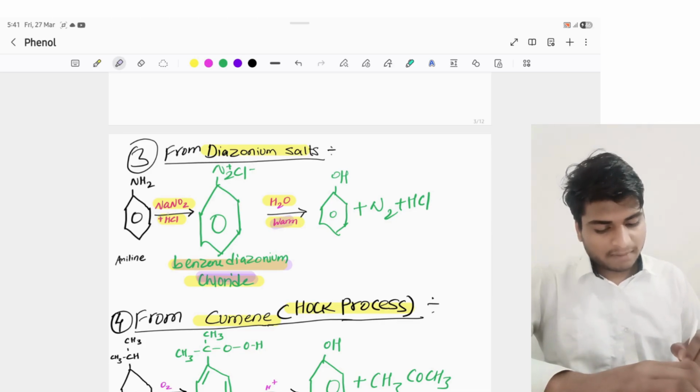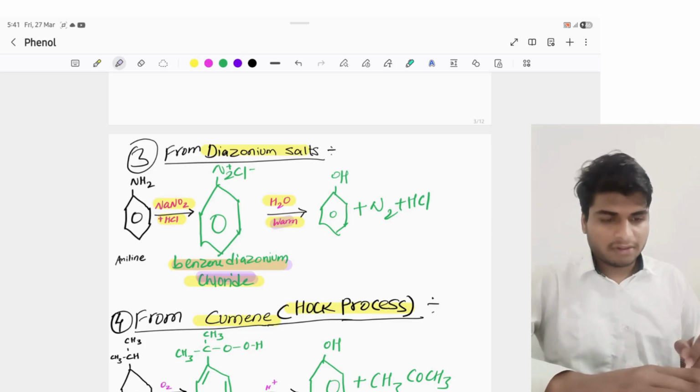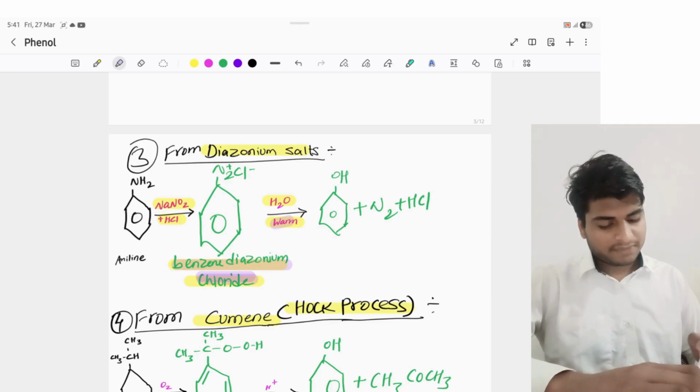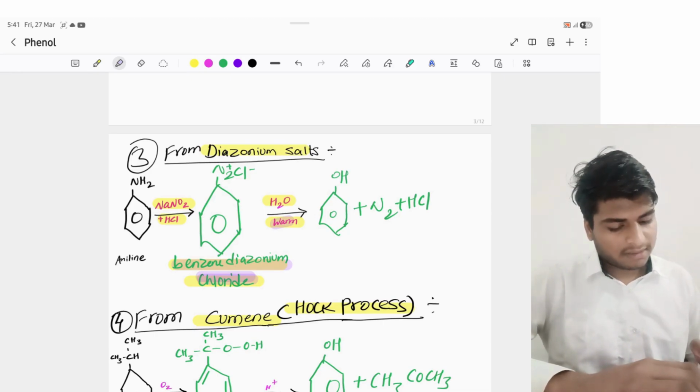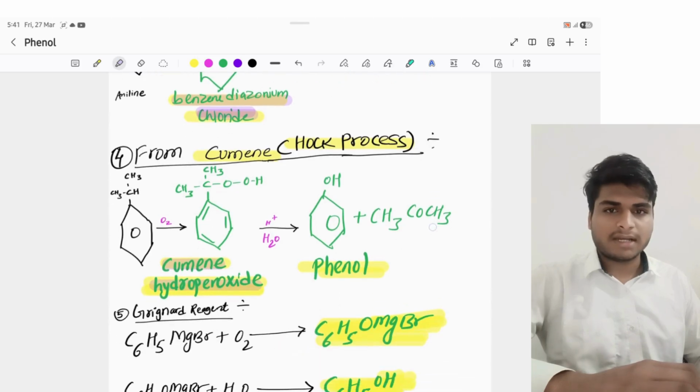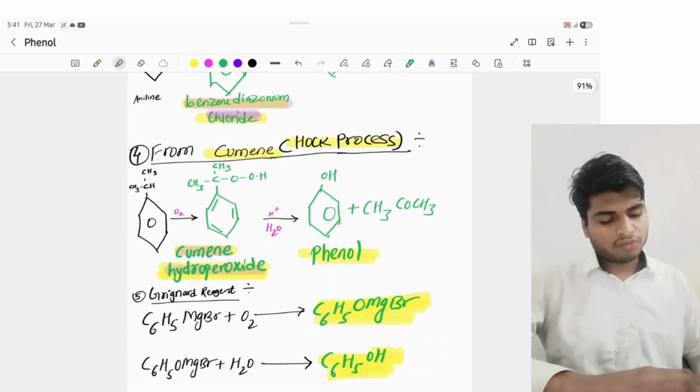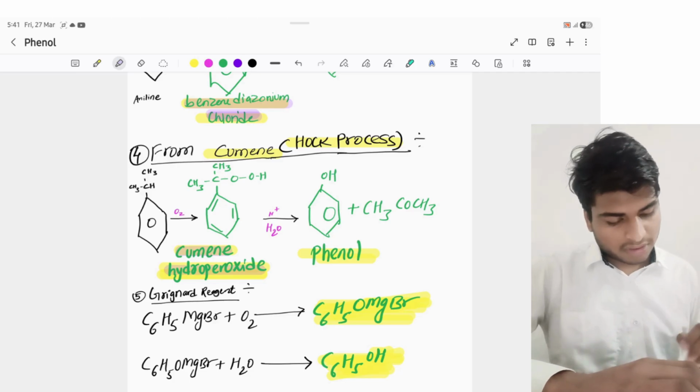From diazonium salt: aniline is treated with NaNO2 and HCl, then it will give benzene diazonium chloride, and upon treatment with water it will give phenol plus N2 plus HCl. From cumene, this is also known as the Hock process.